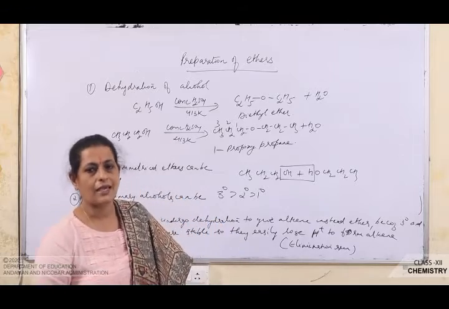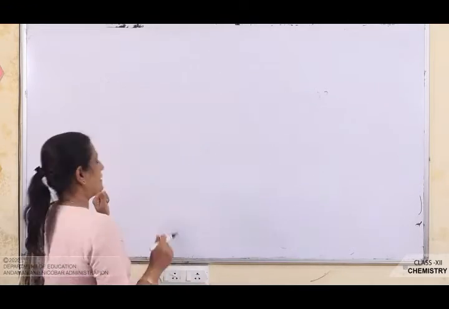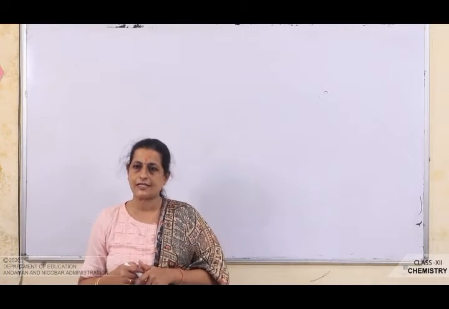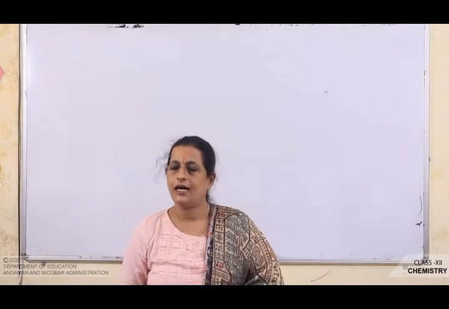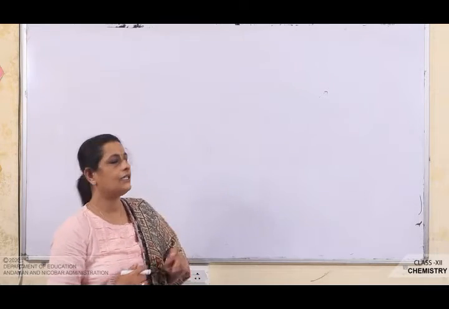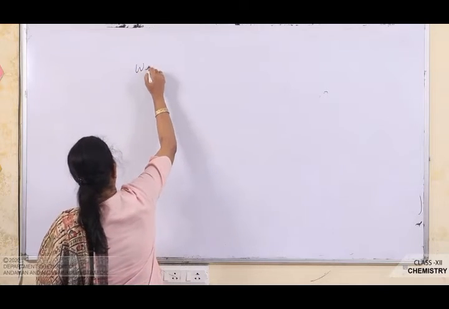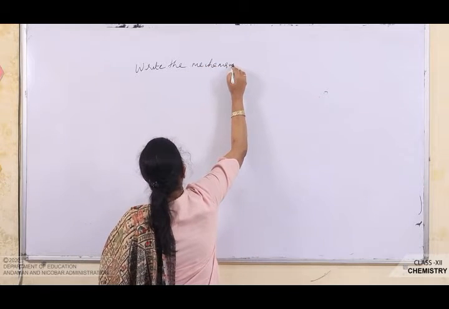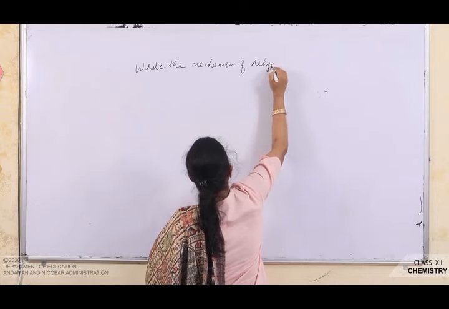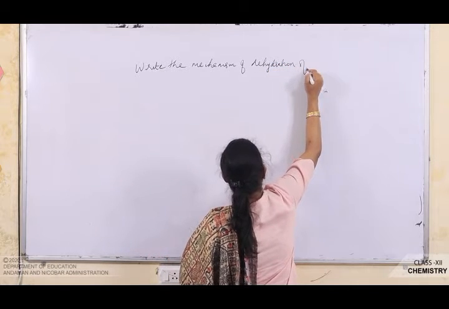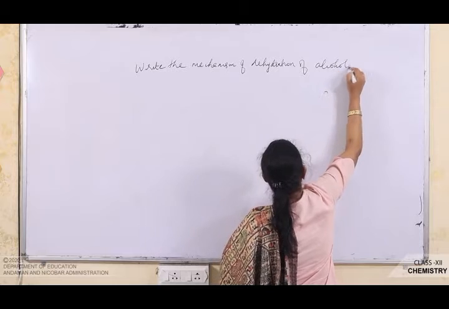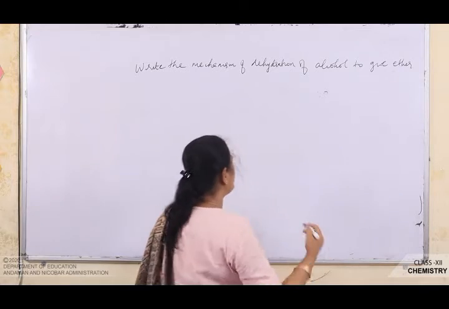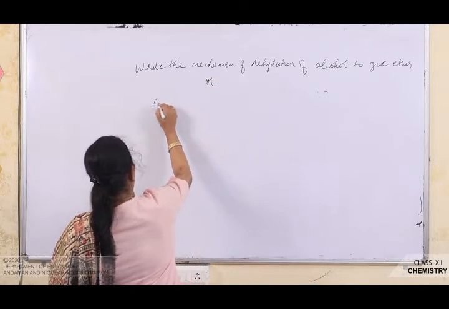Next we will discuss the mechanism of dehydration of alcohol to give ether. Already we have discussed the mechanism of what? Dehydration of alcohol to give alkene. Now dehydration of alcohol to give ether. So the question comes: write the mechanism of dehydration of alcohol to give ether. In general they can ask, or they may give you a reaction and ask you to propose the mechanism.